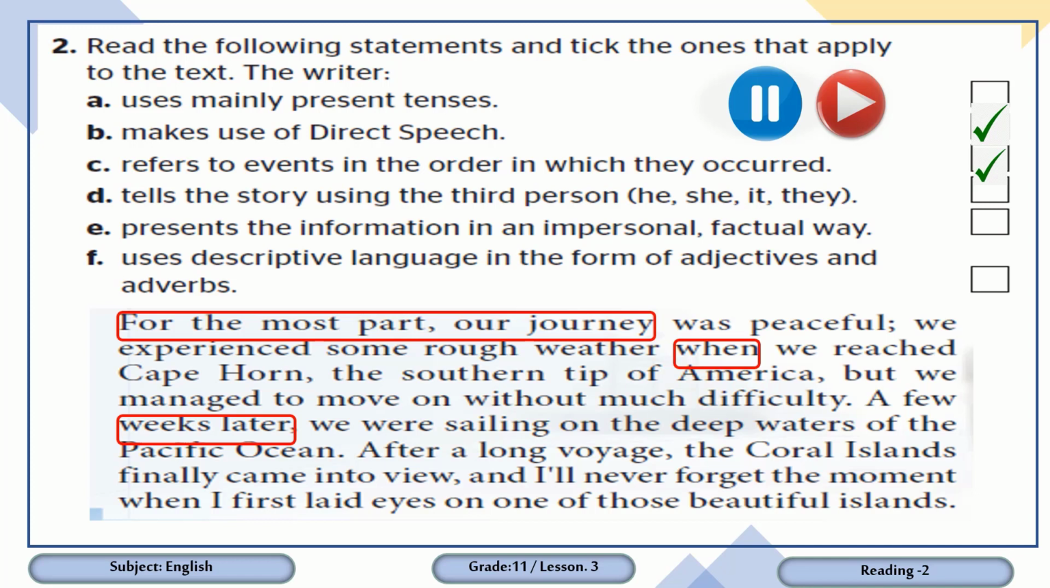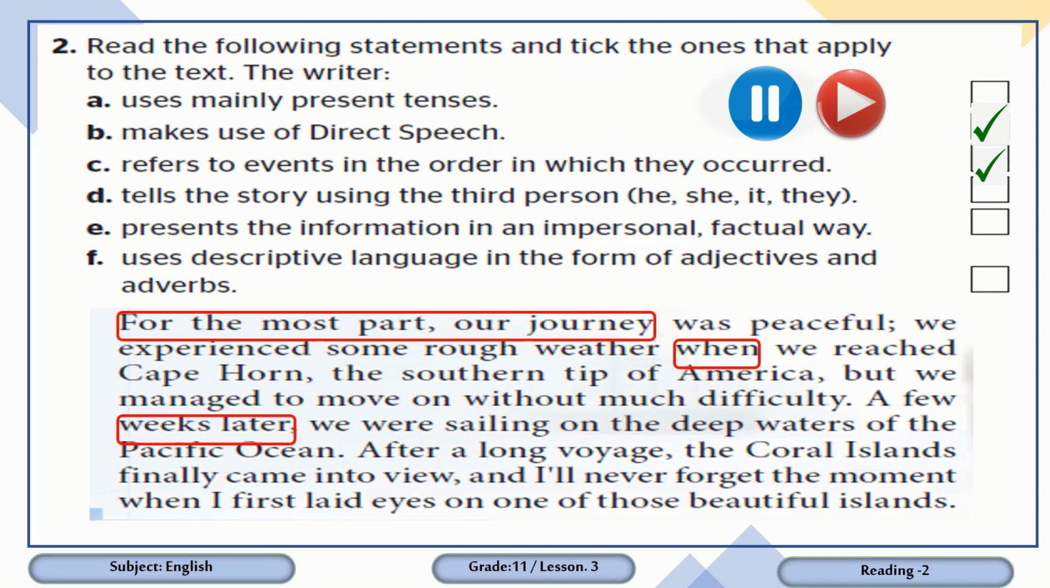What do you think? No, excellent, because all the time the writer was using the first person, I and we. Excellent. Letter E. The writer presents the information in an impersonal, factual way. Is it correct? No, because the writer was telling a story, so he kept on the narrative technique. Excellent. Let's come to the last one, letter F.